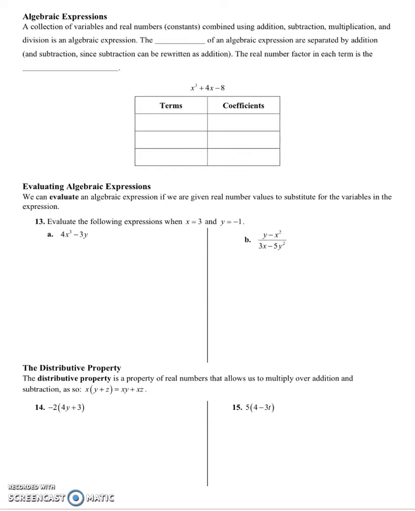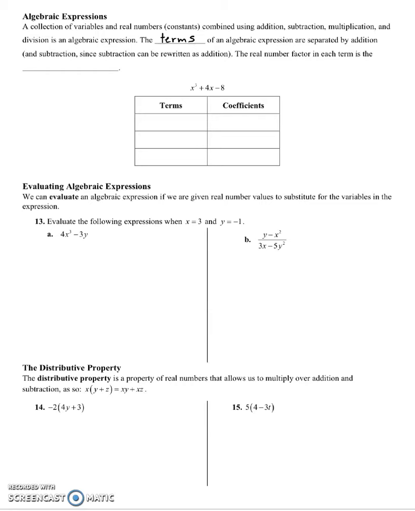So now let's talk about algebraic expressions. A collection of variables and real numbers, called constants, combined using addition, subtraction, multiplication, and division is what we call an algebraic expression. The terms of an algebraic expression are the things separated by addition and subtraction signs. That's because subtraction can be rewritten as addition.